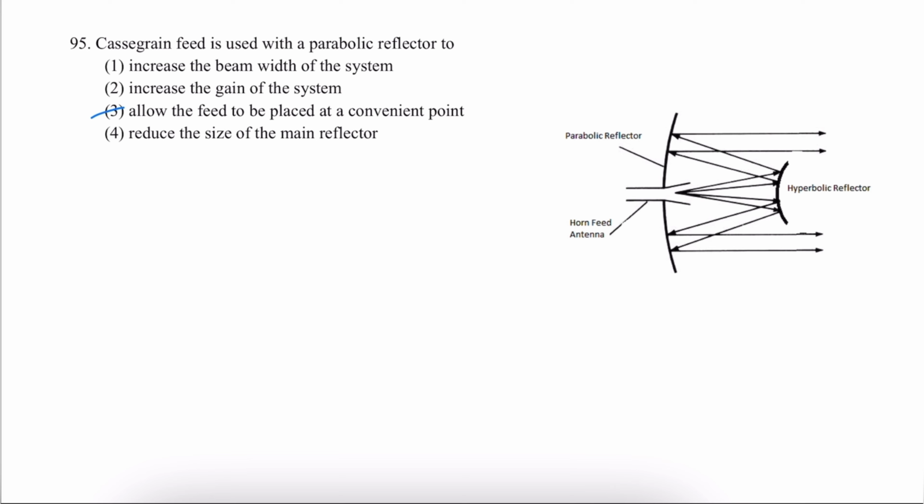So this is a Cassegrain antenna here. It is an improved feed system for a parabolic antenna. It consists of two reflectors: a primary reflector, which is a paraboloid itself, and a secondary reflector, which is a small hyperboloid. This hyperbolic reflector is located at a point where the focus of both the primary reflector and the secondary reflector coincides.